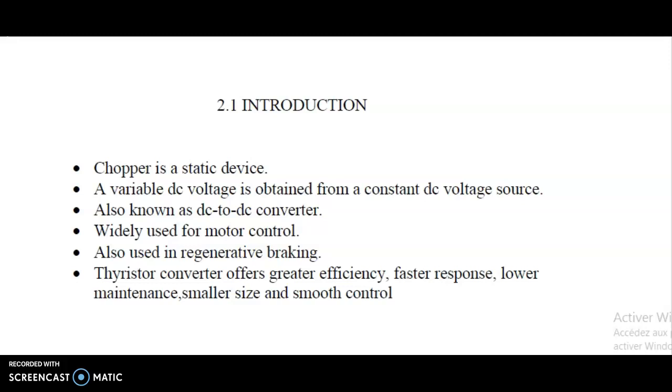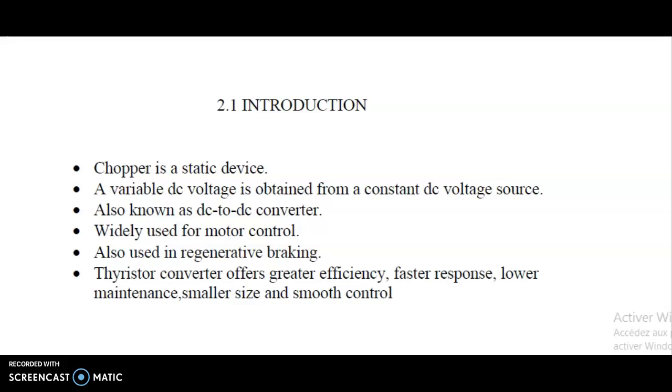So we're saying a variable DC is obtained from a constant DC source, which means variable in this sense means maximum, 0, maximum, 0. So clearly at certain times we are going to chop or cut off the voltage. That's where the chopper comes from, a variable DC being obtained from a DC voltage source. It is also known as a DC to DC converter.